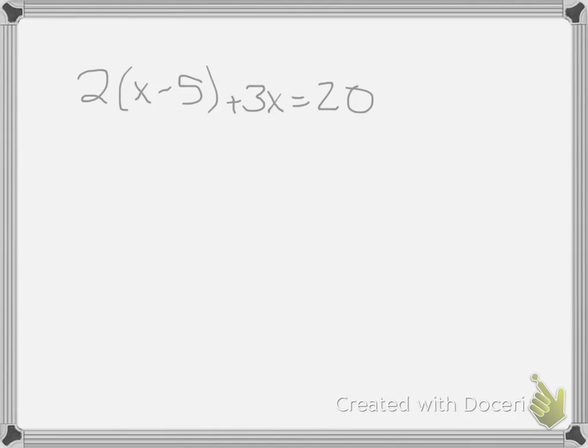Okay, this I need to distribute first because I have this 2 sitting out here. So I have to distribute to both of them. So 2 times x is 2x. 2 times negative 5 is negative 10. And then we add that 3x onto it.